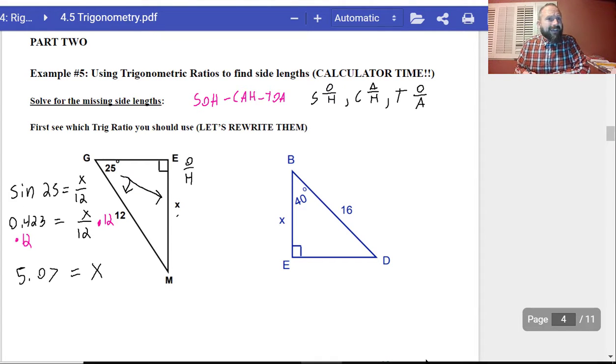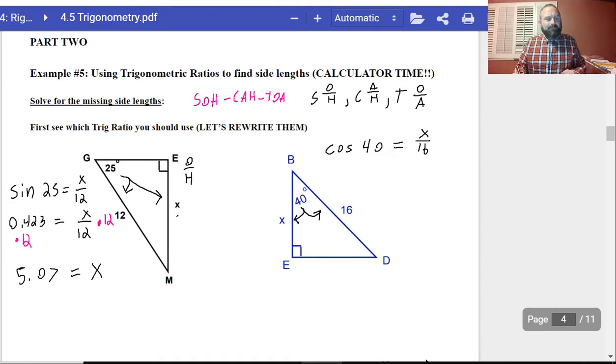All right, go ahead and let's try the next one. First, I want you to figure out which trig function ratio we should be using. Guessing in 3, 2, 1. Well, it looks like we have the adjacent and we have the hypotenuse. The trig function that uses the adjacent and the hypotenuse is cosine. So you have to figure out the cosine of 40, and we understand that's equal to x over 16.